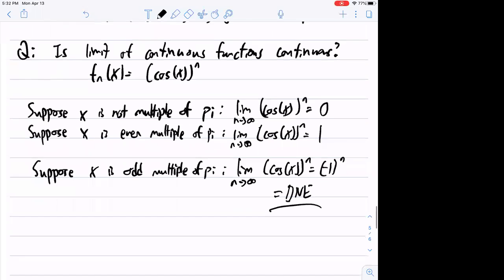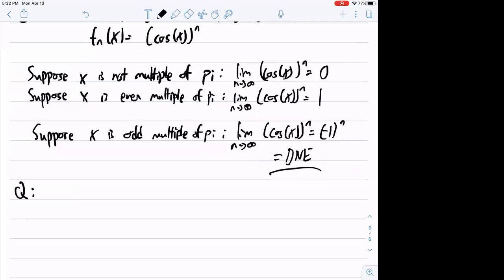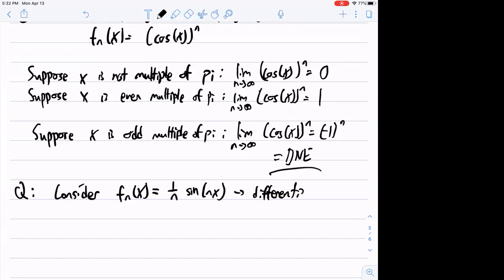Let me try to convince you more. Consider f_n of x equals 1 over n times sine of nx. Clearly this is differentiable. You learned in Math 2A, though we didn't go over derivatives yet, what the derivative of this is. 1 over n is a number, so the derivative is cosine of nx times n, by the chain rule. One thing to note here is, what is this limit?